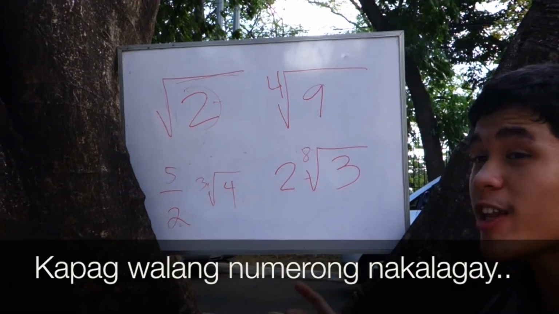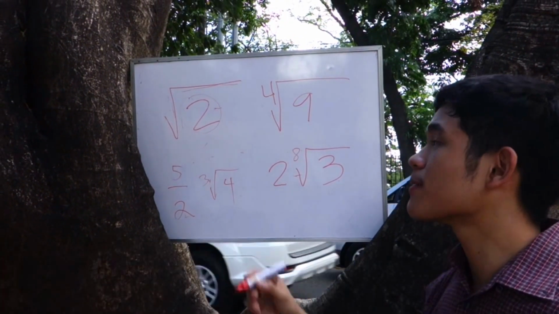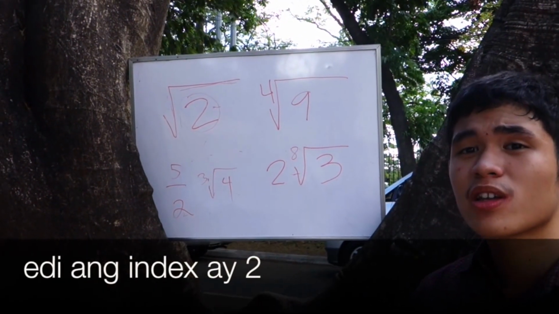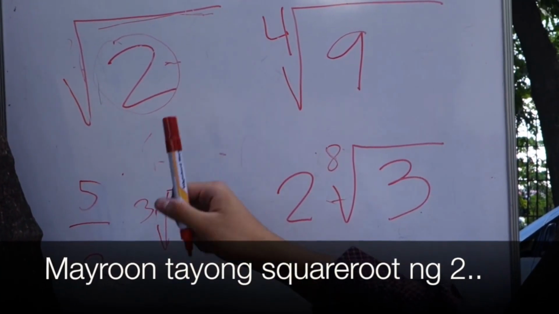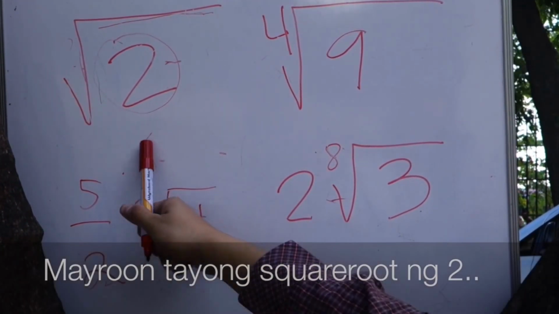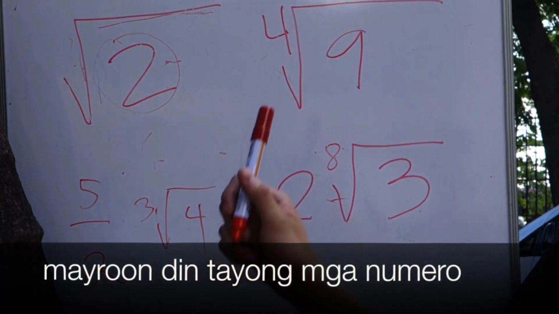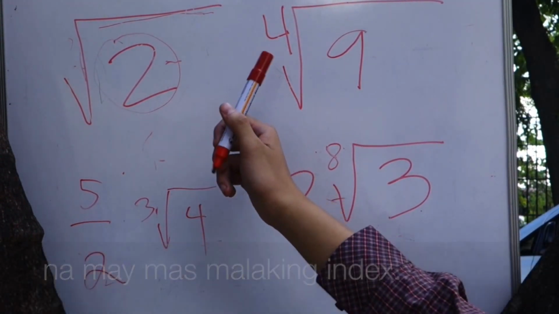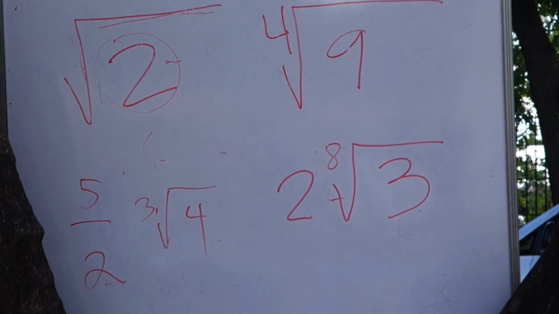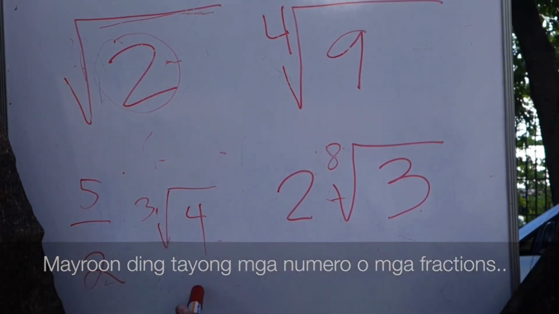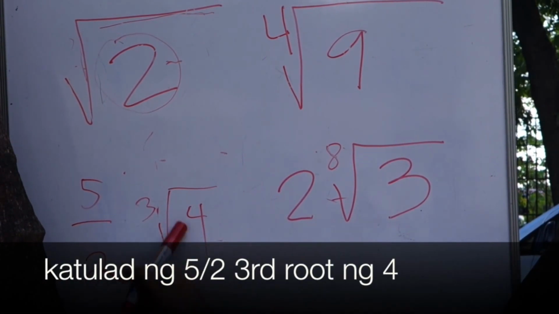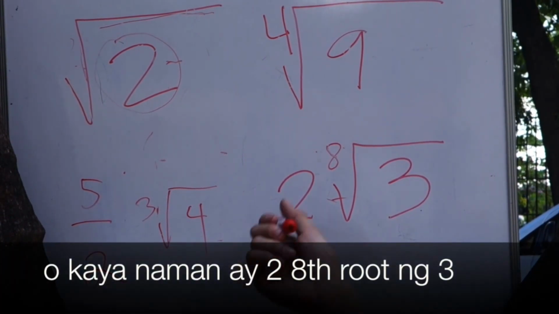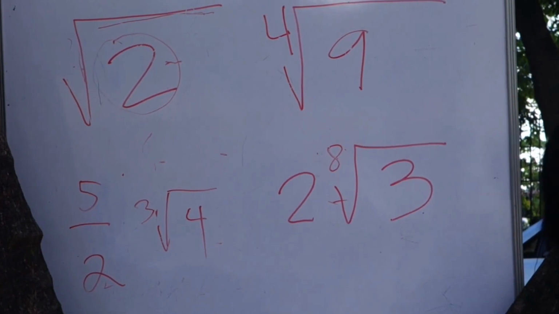If there is no number written in the index part of the radical, then it is understood that the index is 2, and in this case it is read as square root. We also have numbers with bigger indices, such as the fourth root of 9, and we even have numbers or fractions outside the radical, and some of these are 5 over 2 root of 4, and also 2 root of 3, as seen here.